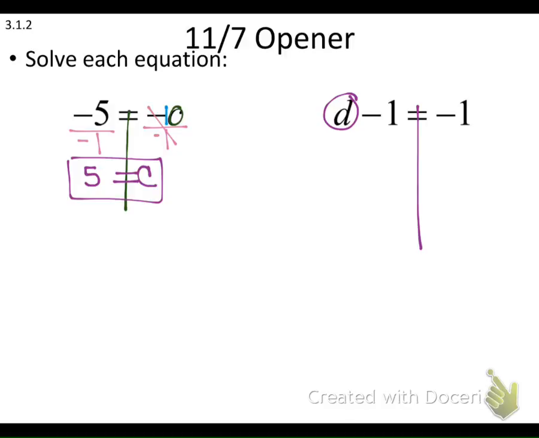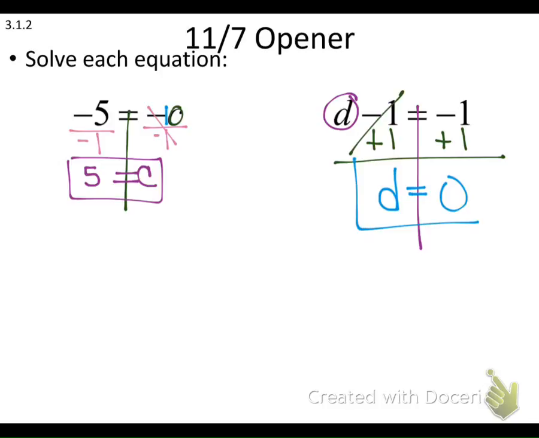So then now what? To get the d by itself, what do I have to do? Yeah, add 1 to both sides. So that's going to cancel. On my left side, I'm going to bring down my d, my equal sign, and then -1 plus 1. 0. That's your final answer.